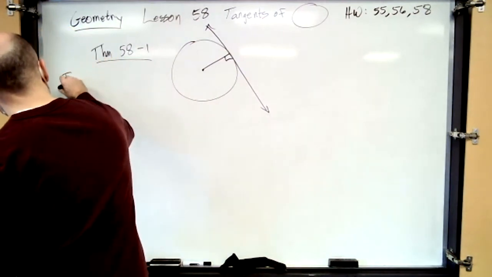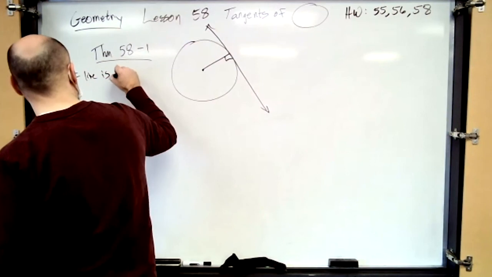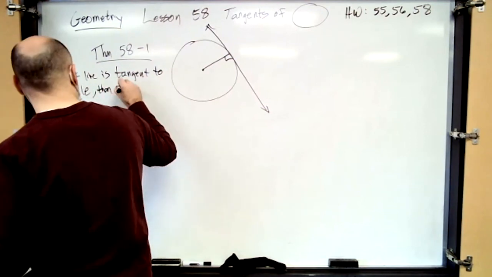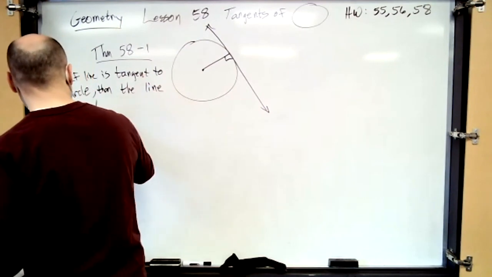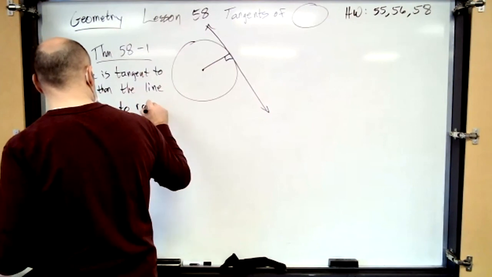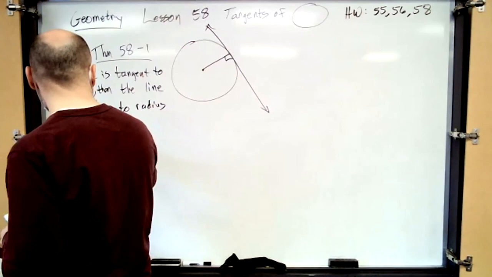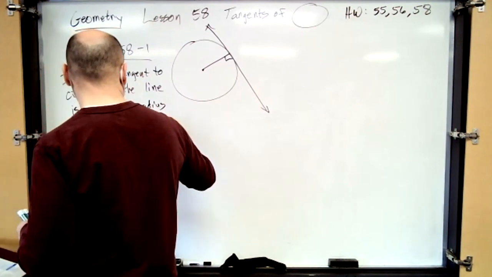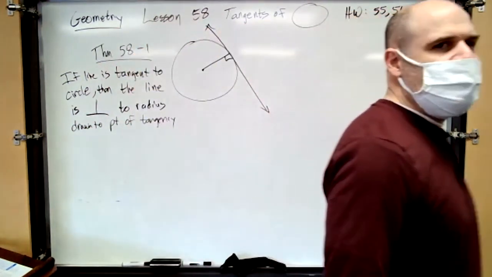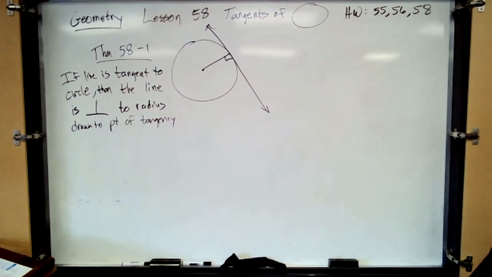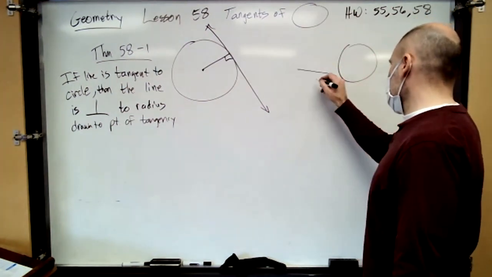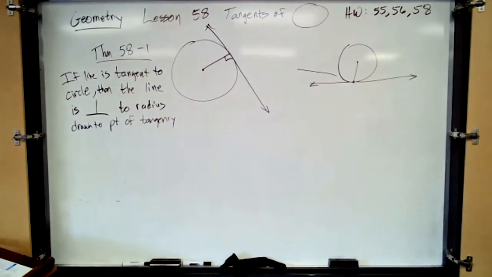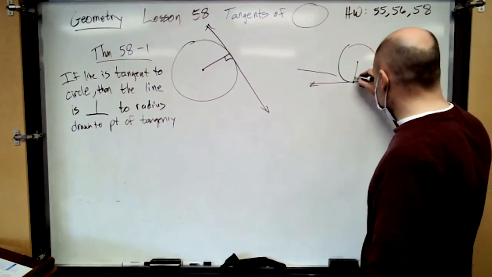So if a line is tangent to a circle, then the line is perpendicular to a radius drawn to the point of tangency. Okay, does that make sense so far? So anytime you have a tangent line to a circle, like if this was a tangent line, then from the radius to there is going to be perpendicular. So that's a terrible circle. Okay? But it's always going to be perpendicular. If I drew that nicely, it would be perpendicular.